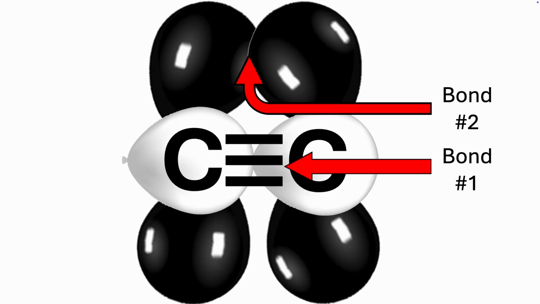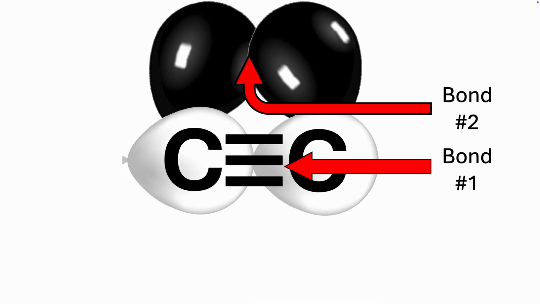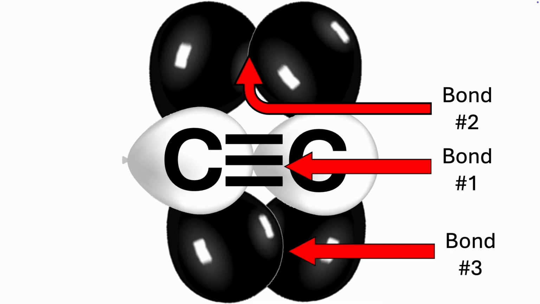A similar thing happens with triple bonds. One of those bonds was the sigma bond formed by the first bond, and the second was a pi bond formed by the second bond. Remember that we have two, not one, p orbital on each carbon. So, the third bond will be formed by the side-by-side interactions of the other p orbitals.